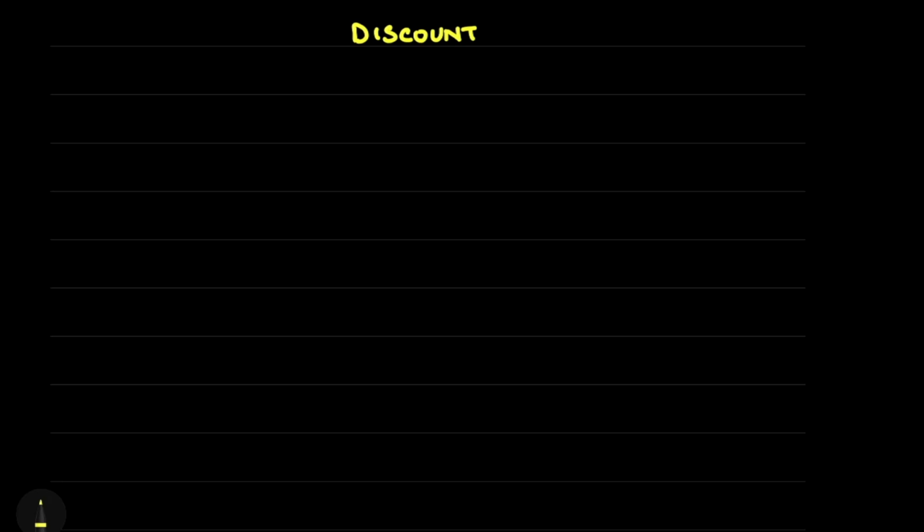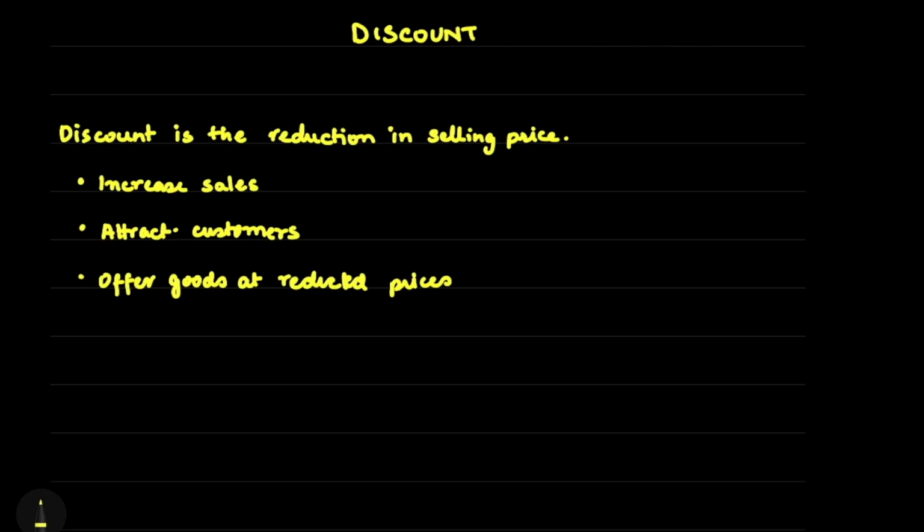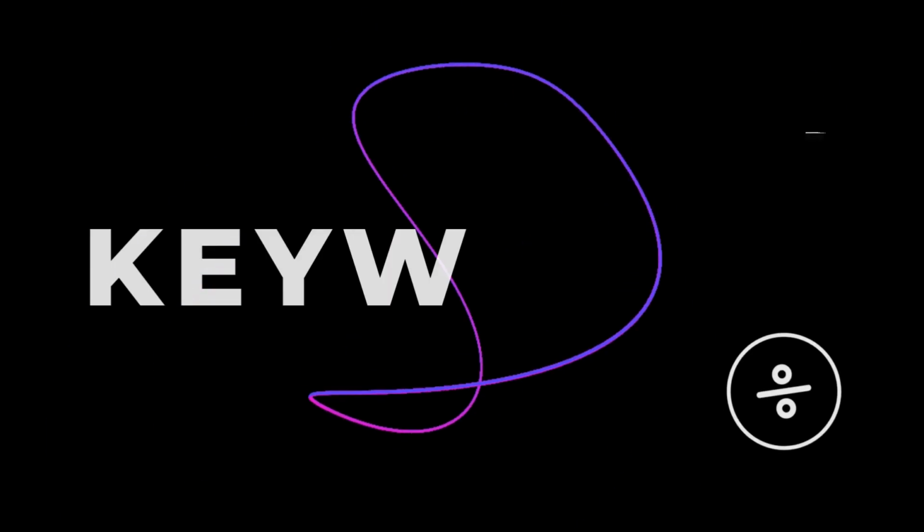And through this concept, there are multiple concepts that are linked with this, or say keywords. So let's have a look. The formal definition of discount is reduction in the selling price, and it is done to first increase the sale, or second, attract the customers, or third, offer the goods at a reduced price.